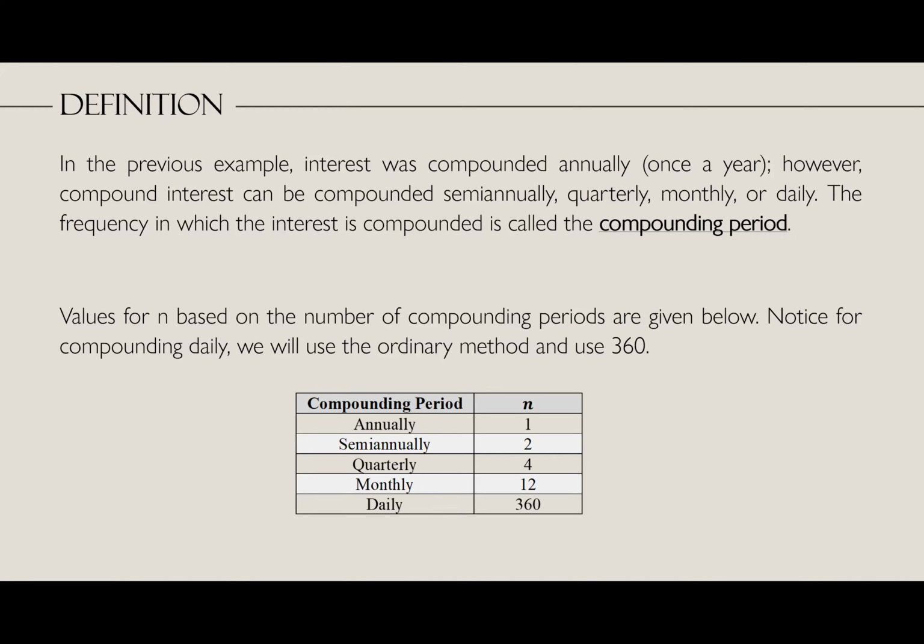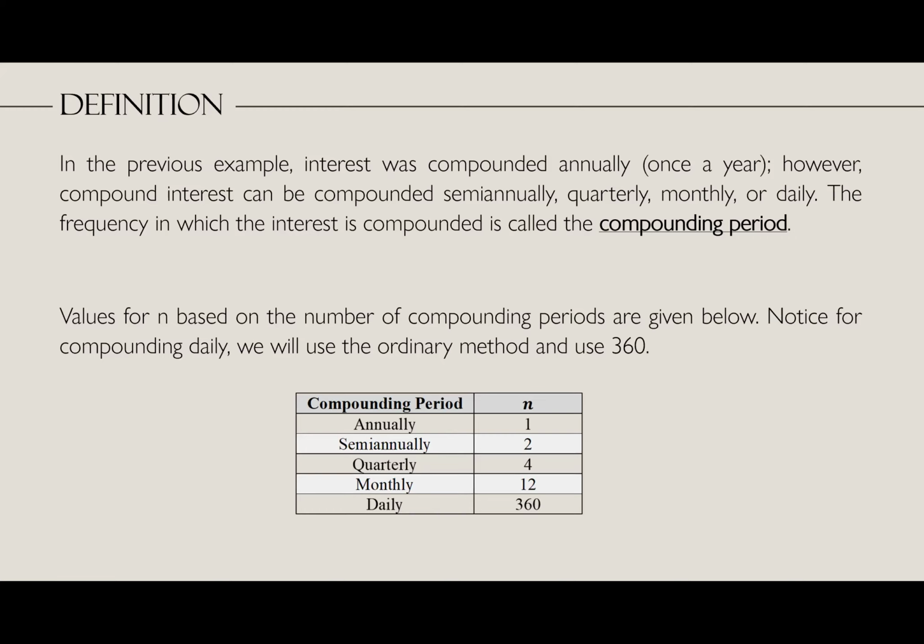So the frequency in which the interest is compounded, that is how many times per year I make my calculations, we call this the compounding period. So we're going to use and call these values n, based on the number of compounding periods. So annually would be once a year, semi-annually would be twice, quarterly would be 4, monthly 12, and daily 360, as I mentioned earlier.